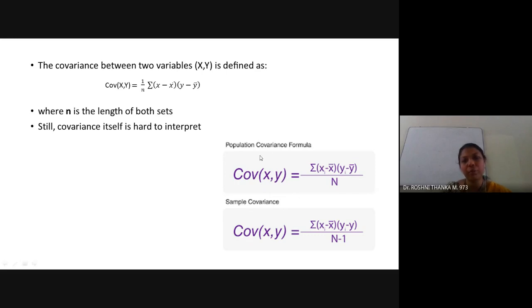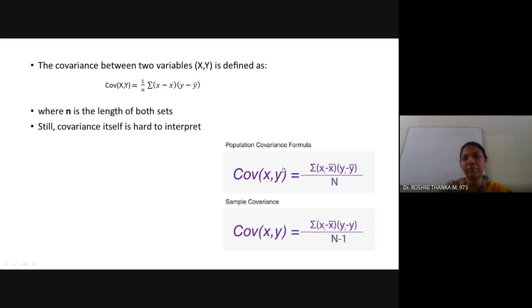So population covariance means the total data set. Sample means the subset of it. We will be taking a subset of the population, some sample out of it. For example, if I have a bigger set of temperature and ice cream values, I will take a subset of this, try to find the relation between them, and then relate it with the population covariance, to find whether this subset is related to the population covariance.